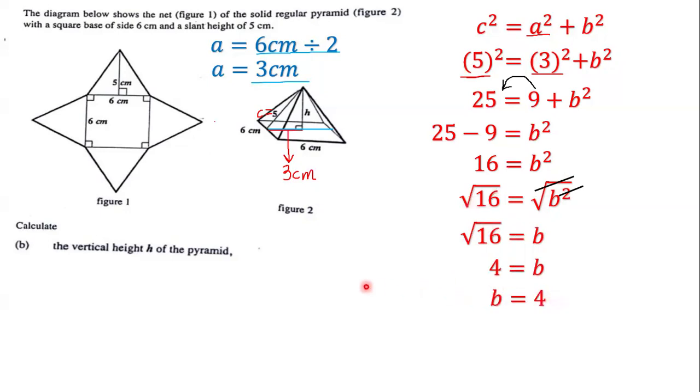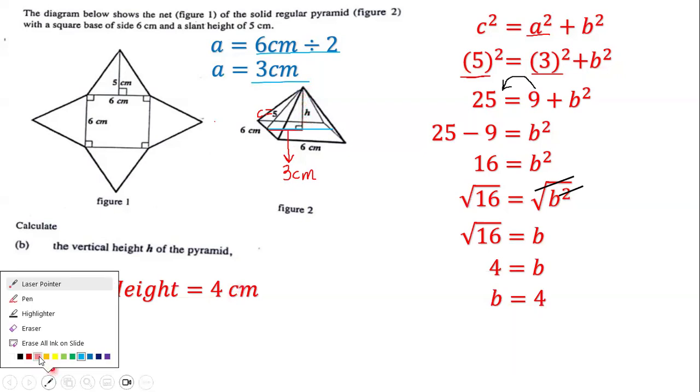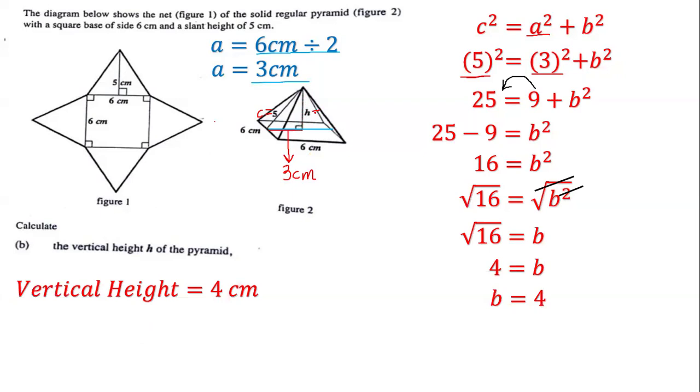And so that means that h, which is the vertical height, right? Because that's what we're trying to figure out. H, which is the vertical height. And by the way, even though I use h, here h is equal to b, all right? And so once we figure out what b is, that's exactly the value of h, because b is equal to h. And so that means that the vertical height is 4 centimeters, because that's what h is.